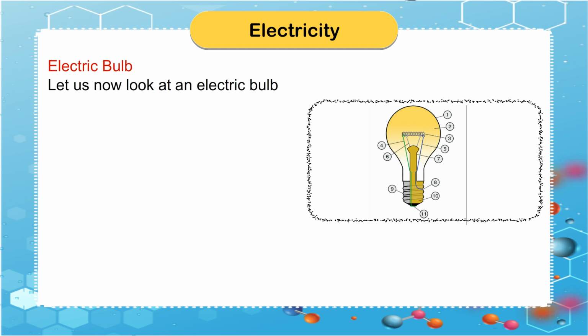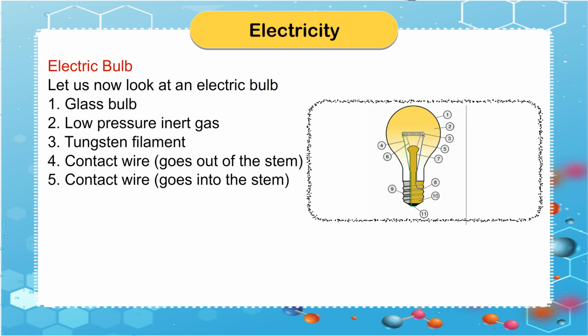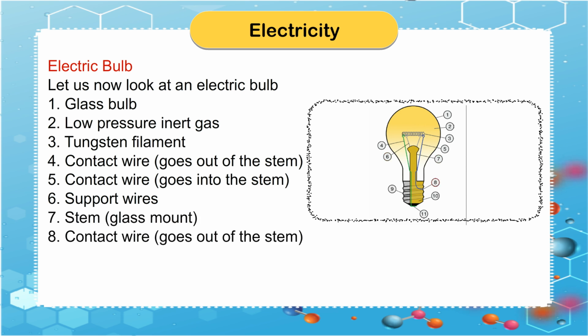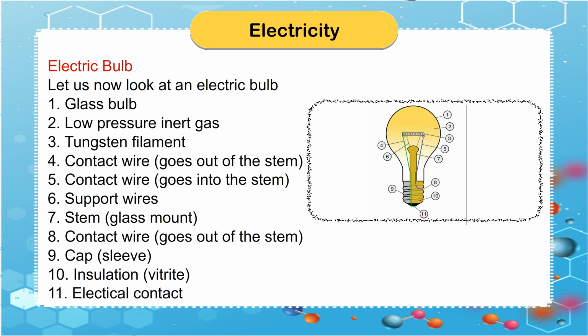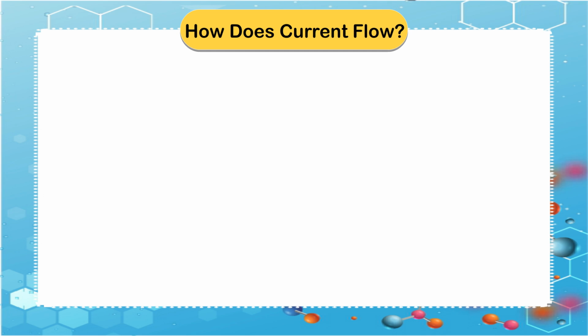Electric bulb. Let us now look at an electric bulb. 1. Glass bulb. 2. Low pressure inert gas. 3. Tungsten filament. 4. Contact wire, goes out of the stem. 5. Contact wire, goes into the stem. 6. Support wires. 7. Stem, glass mount. 8. Contact wire, goes out of the stem. 9. Cap, sleeve. 10. Insulation, vitrite. 11. Electrical contact.